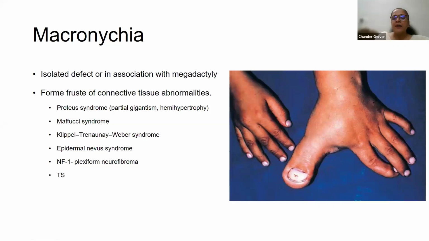Then Macronychia. So we move from brachy to macro, large nail. It could be an isolated defect or more commonly associated with megadactyly, like you see in this patient with Proteus syndrome.